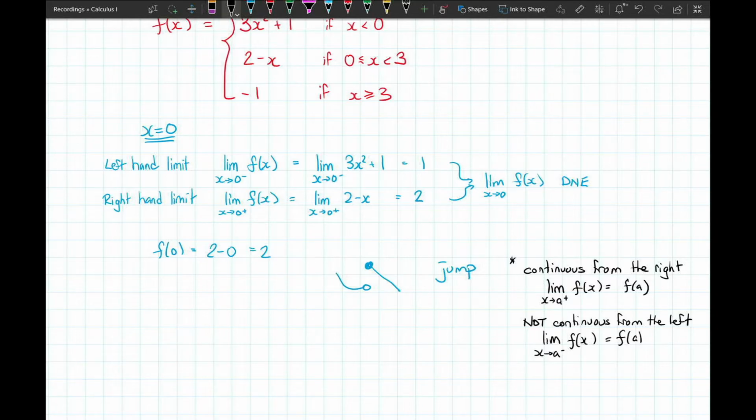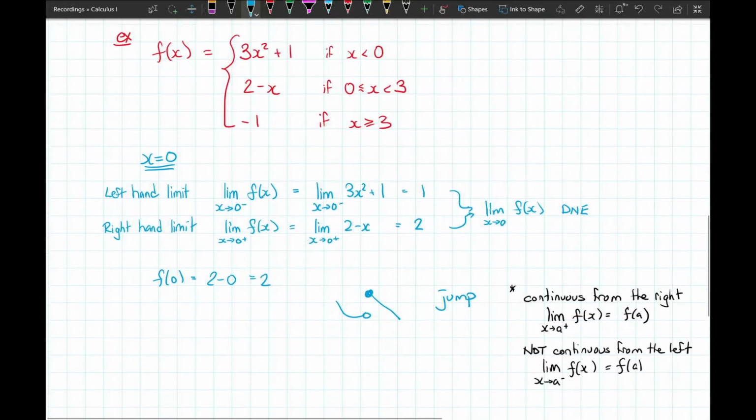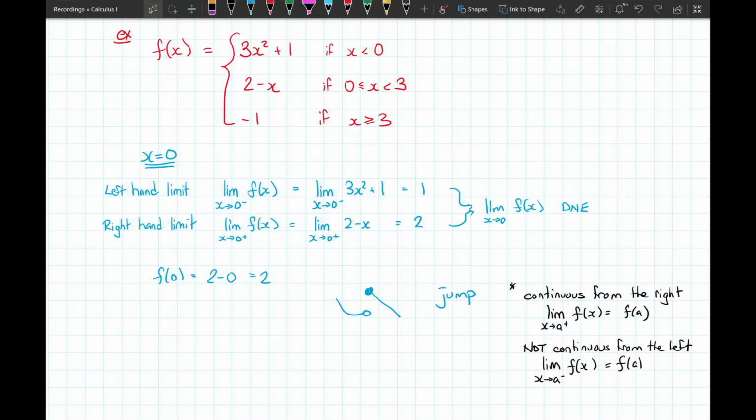Not continuous from the left, but this one is continuous from the right. We find another value where this function f of x might have a discontinuity. Well, we can see we've got a nice straight line between 0 and 3, and we've got a horizontal line, the line y equals -1, for x greater than or equal to 3.